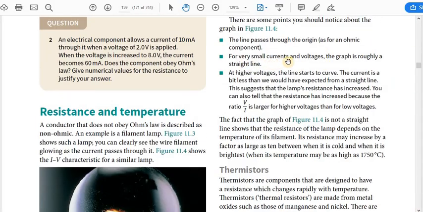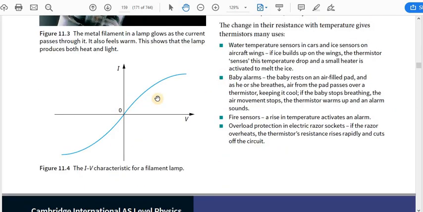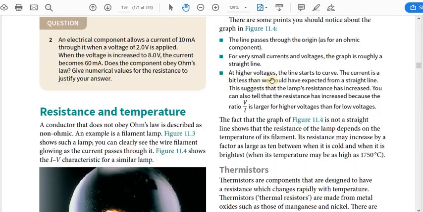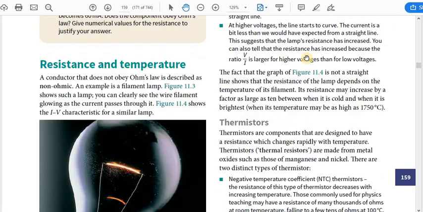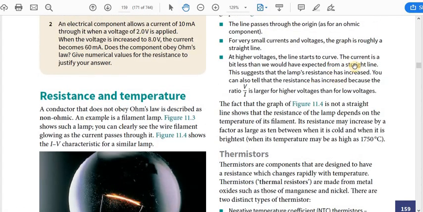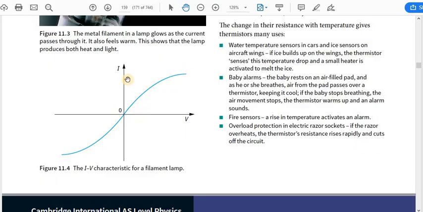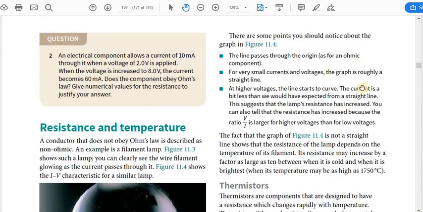Alright, for very small currents and voltages, the graph is roughly a straight line. See over here, it's roughly a straight line. At higher voltages, the line starts to curve. The higher the voltage, the more it curves like this. The current is a bit less than we would have expected from a straight line. When it curves this way, you can see the current is less than what is expected, because if it was a straight line for that same voltage, the current would be higher, but it curves this way, so for the same voltage the current is lesser than expected.